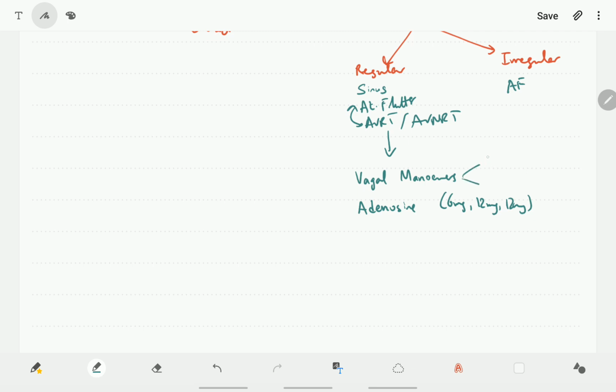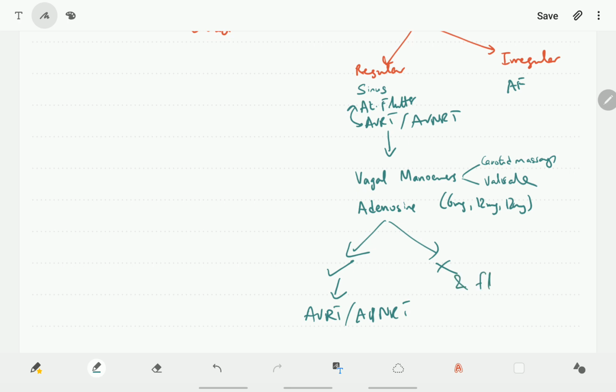Vagal maneuvers can either be carotid massage or Valsalva maneuvers, one of which is blowing into a 10 ml or 20 ml syringe. Is this successful or not? Successful basically means this was AVRT or AVNRT. If it's not successful and you see flutter waves, this is atrial flutter, and you treat it similar to AF, the same management as AF basically.